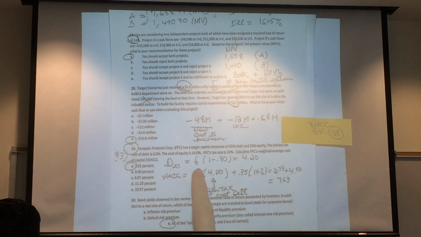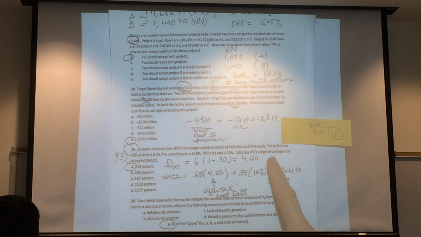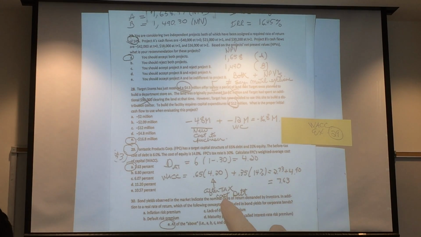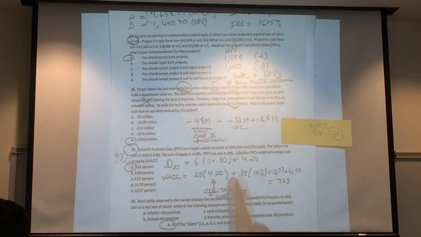Simply take the 6%, multiply it by 1 minus T, that gives me the after-tax cost of debt. So make sure you use your after-tax cost of debt, because I've seen people lose points right there. Multiply that. Is there a preferred equity here? There's no preferred equity. We only have debt, and we only have common stock. We don't have any preferred stock here.